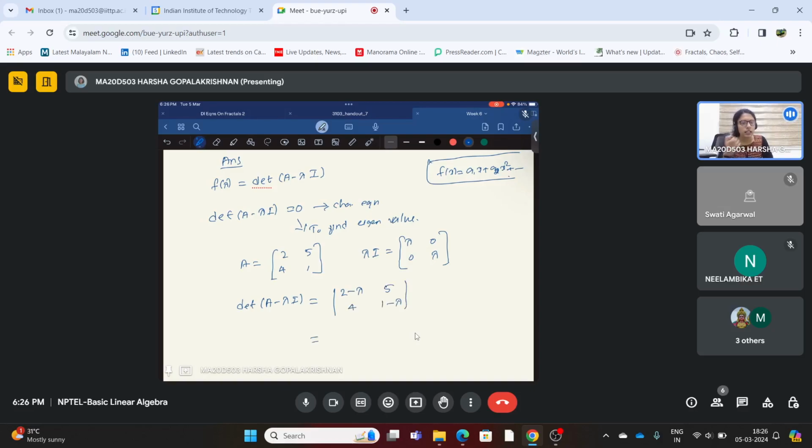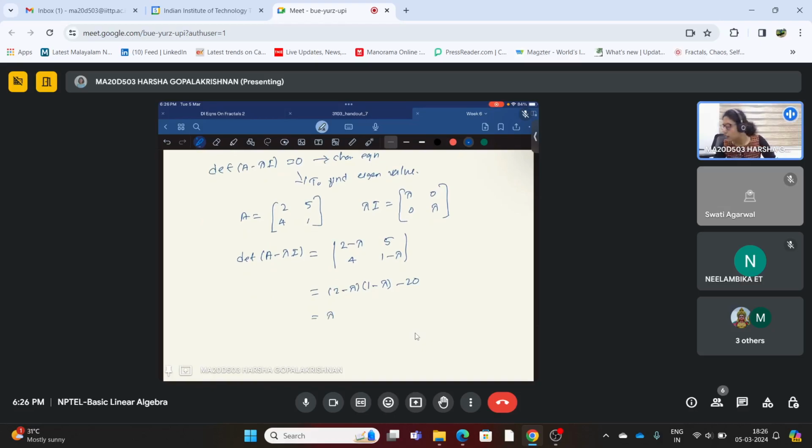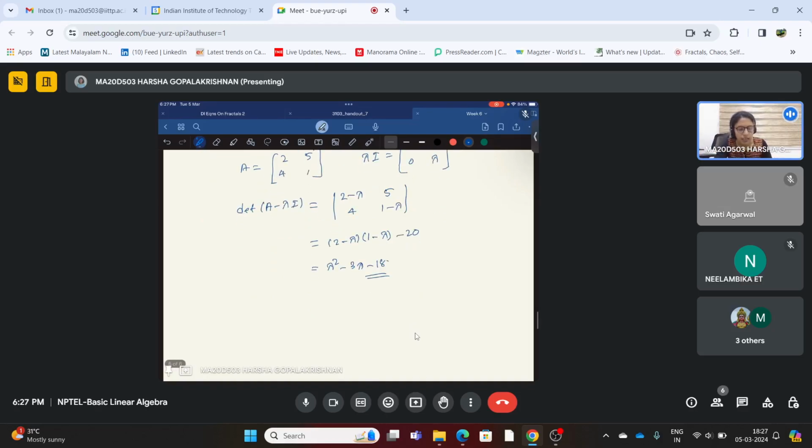We can do the determinant as usual: 2 minus lambda into 1 minus lambda, minus 20. So I will write lambda square minus 3 lambda minus 18, something like this we will get. So this is our characteristic polynomial. If we equate this to 0, whatever solutions we get are the eigenvalues. The eigenvalue question we will come to later.